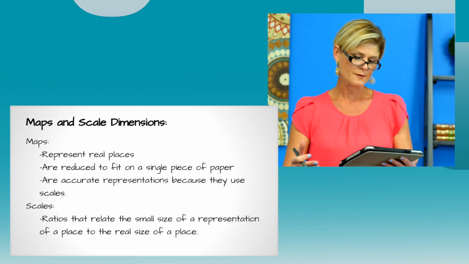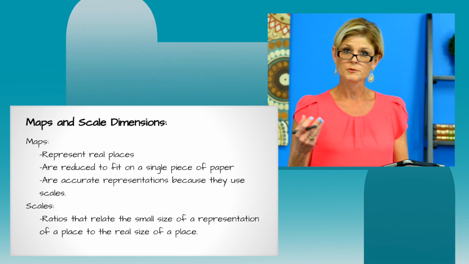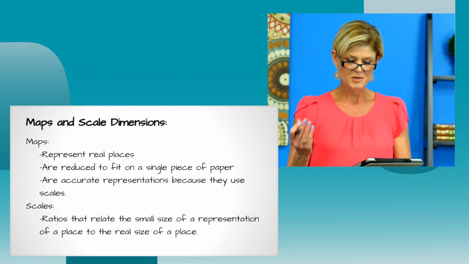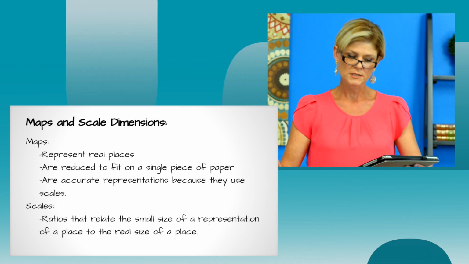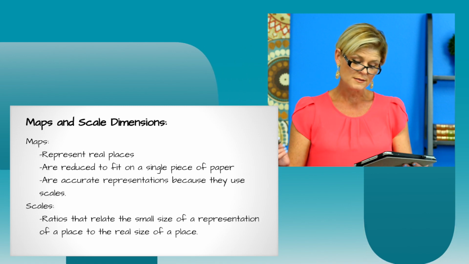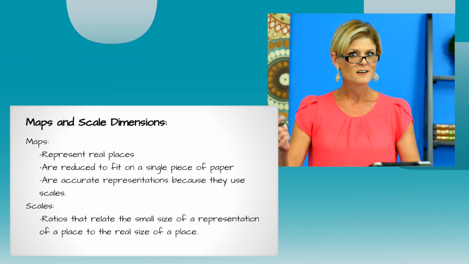Okay, so let's start off with some definitions of what maps and scales are. Maps represent real places. They're reduced to fit onto a single piece of paper, and they're accurate representations because they use scales. So now let's talk a little bit about scales. Scales are basically just ratios that relate the small size of a representation of a place to the real size of a place.